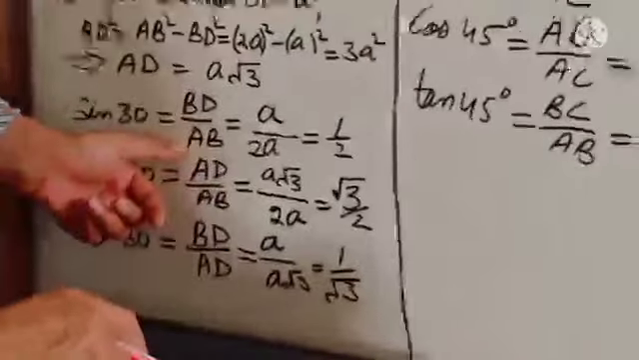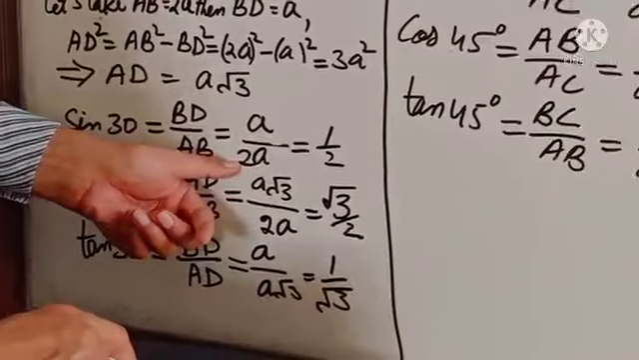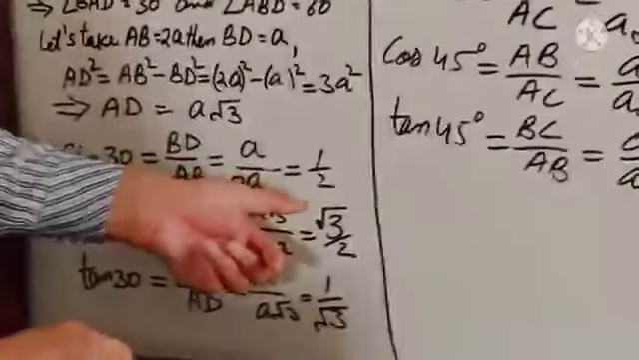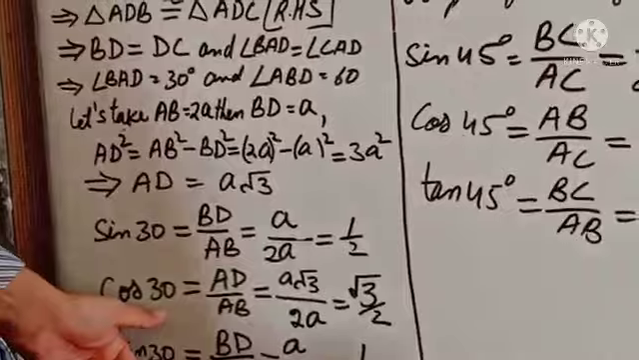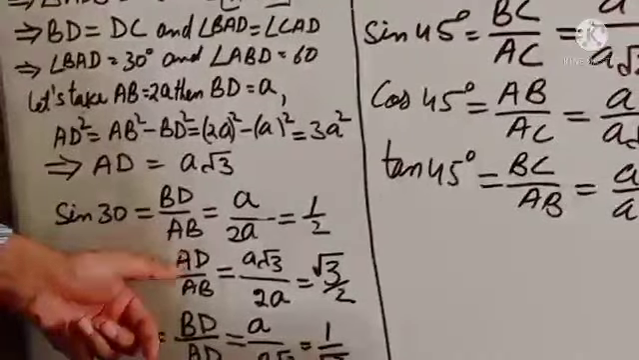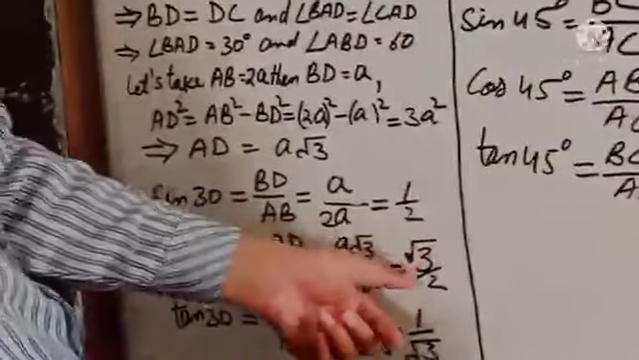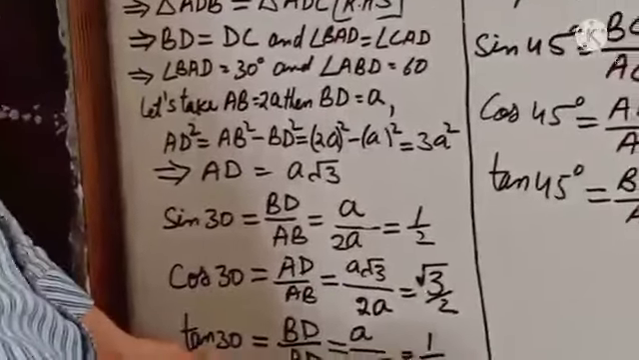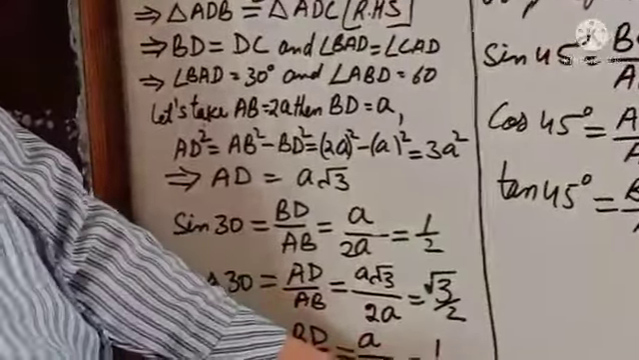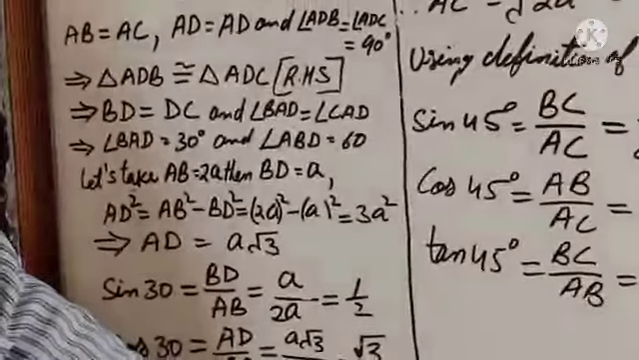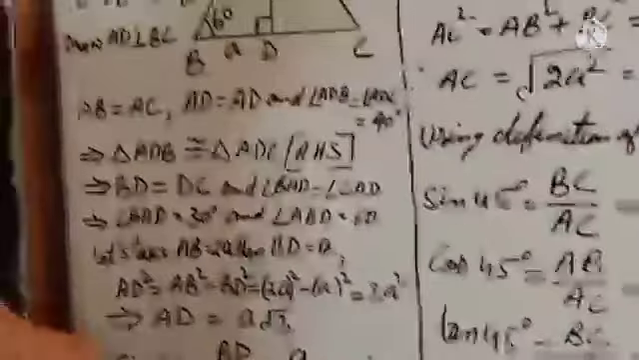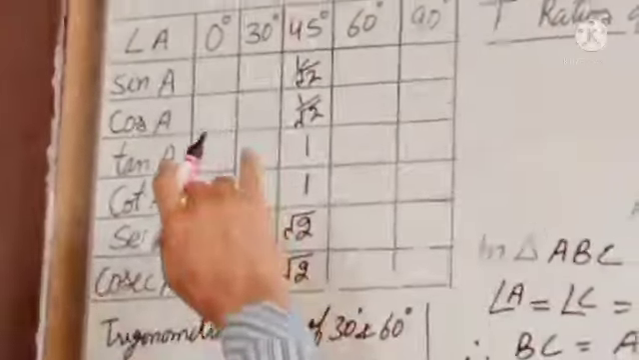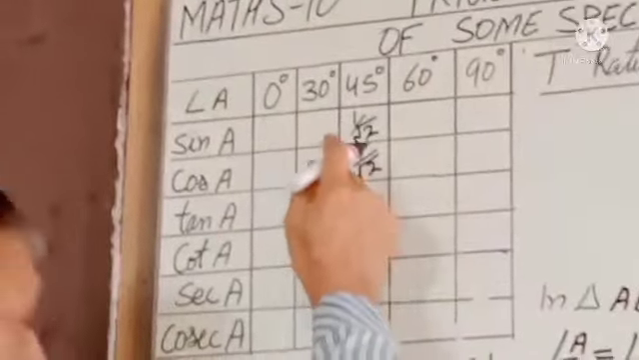Right? Now, sin 30 is BD upon AB. That is A upon 2A. That gives us 1 upon 2. Similarly, cos 30 is AD upon AB. That gives us root 3 upon 2. And tan 30 gives us 1 upon root 3. Right? So we have calculated the values of 30. Let's fill it up now.